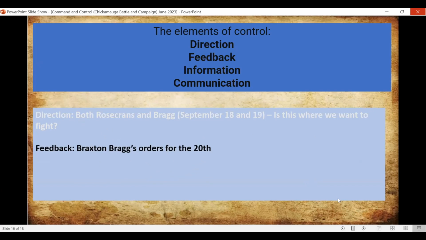Feedback, Bragg's orders for the 20th. Yes, the orders went down, but didn't go back up the chain of command. Back briefs, making sure your subordinates know what their orders are for the mission to execute. It rests at the top.